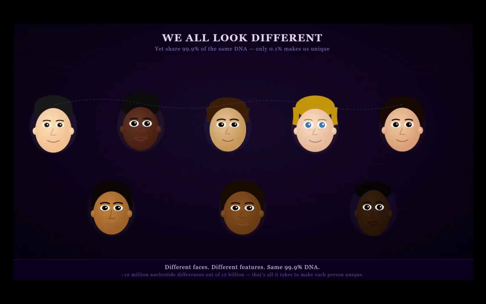We humans all share 99.9% of the same DNA. In other words, 99.9% of the DNA among all the humans is exactly the same. Yet, we all look different from each other. Even within a family, we look different from each other because of that 0.1% difference in the DNA that we have.